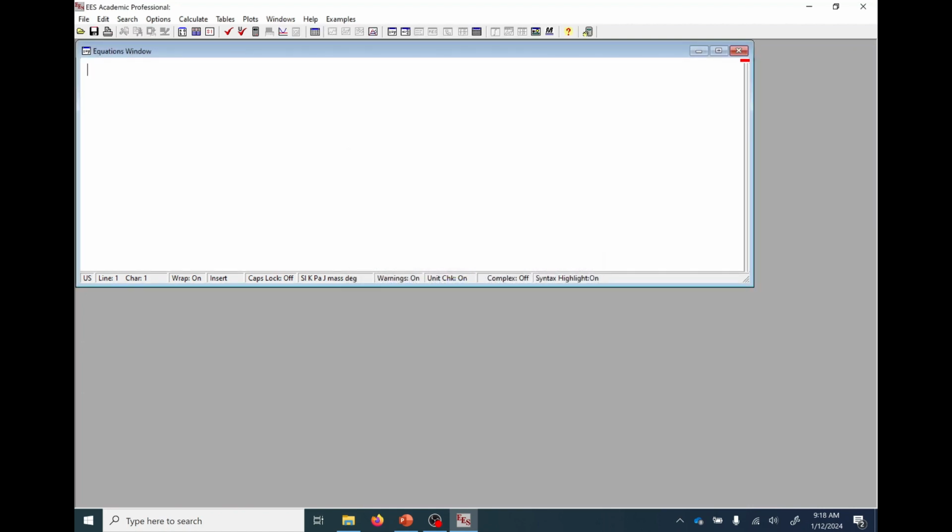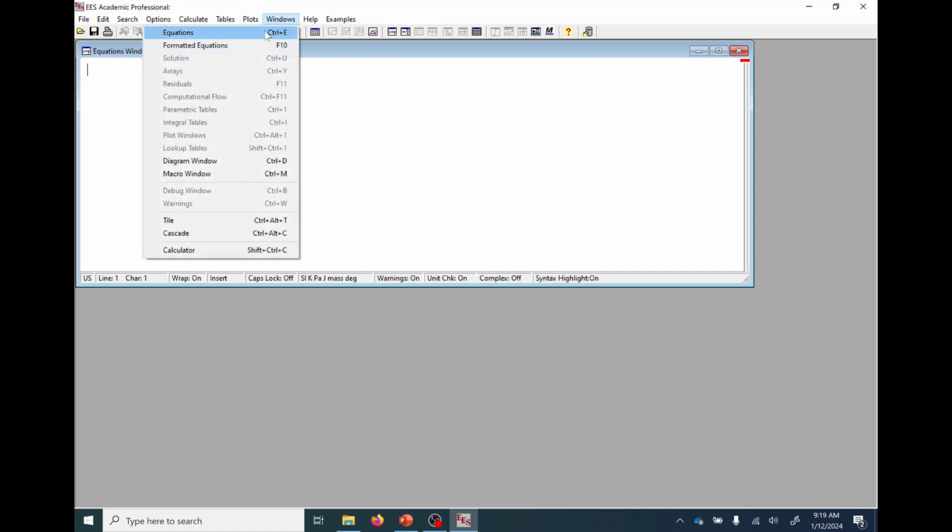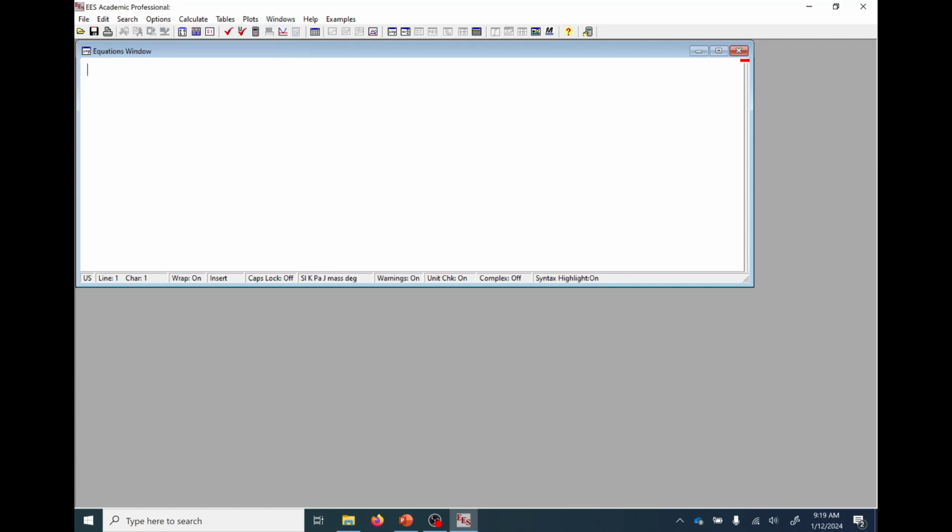Okay, so once you've got your units and other options set, you can start working in your actual equation window. That's the first thing that you'll see in EES. You'll have various windows available to you at different times in the course of setting up a program, and you can navigate between them up here. For now, we're just in the equations window.